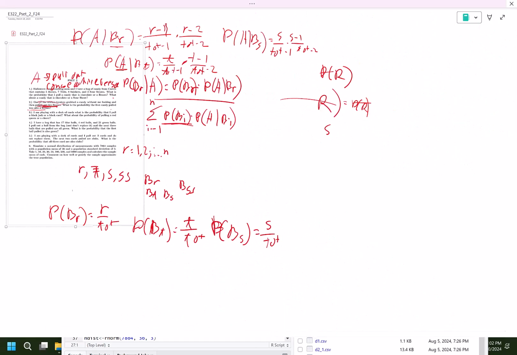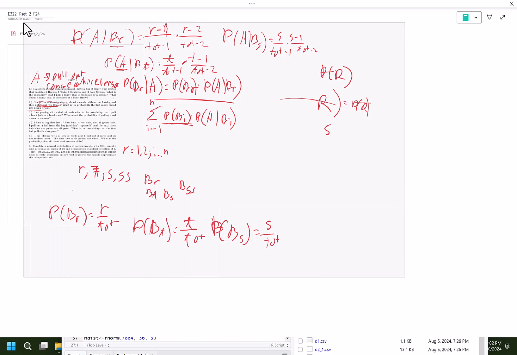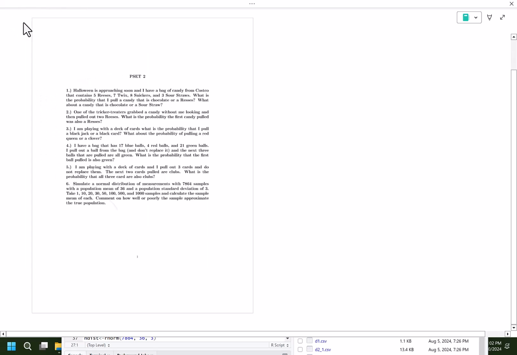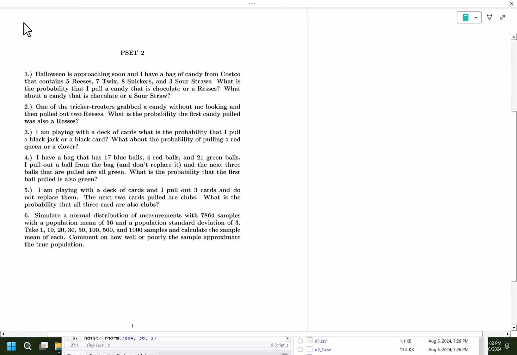So you kind of see this procedure, and so we'll move through it quicker next time. But that's how you approach these Bayes' theorem problems. All right, playing with a deck of cards.